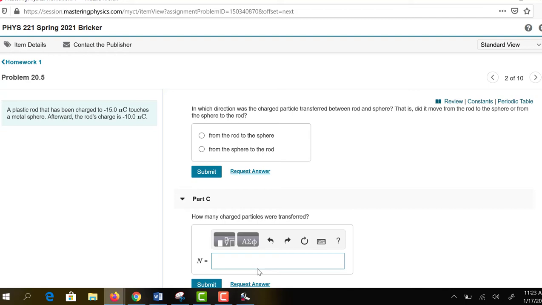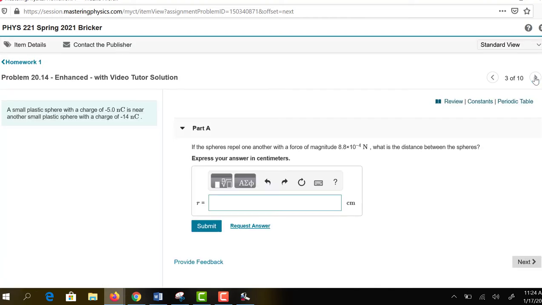That's the same way that we did the first problem, right? So 5 times 10 to the negative 9th coulombs. How many charge carriers is that? Same idea as the first one that we did. Okay. Let's see what we have in the next one here.